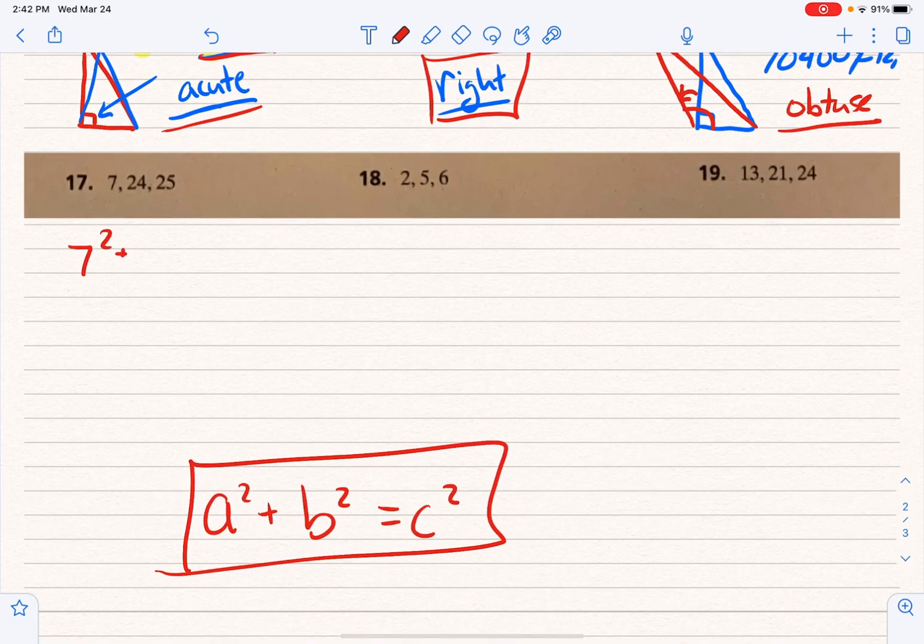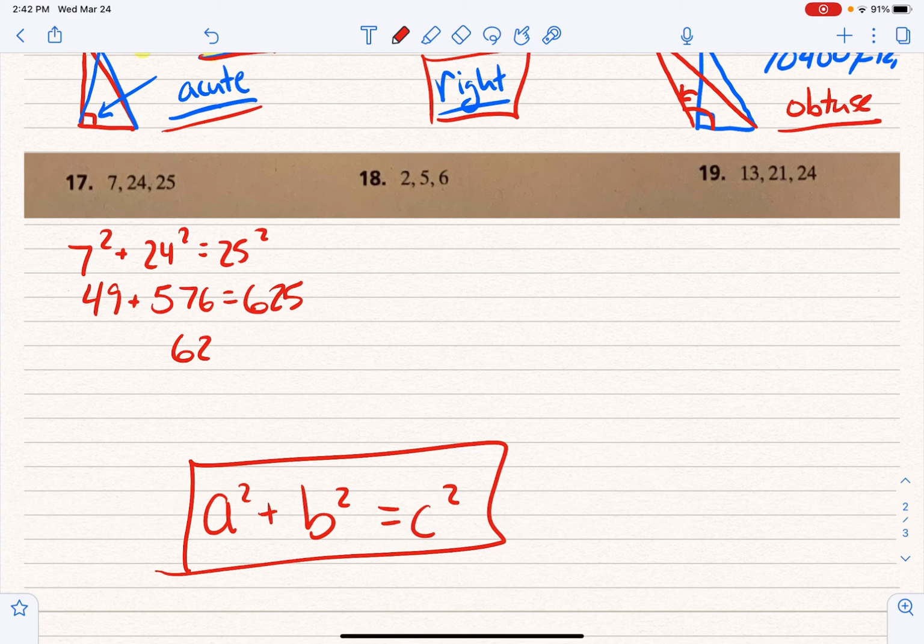So we say 7 squared plus 24 squared is equal to 25 squared. And that gives me 49 plus 576 is equal to 625. Fortunately, 49 plus 576 is equal to 625. So that means this fits. So therefore, it's a right triangle.